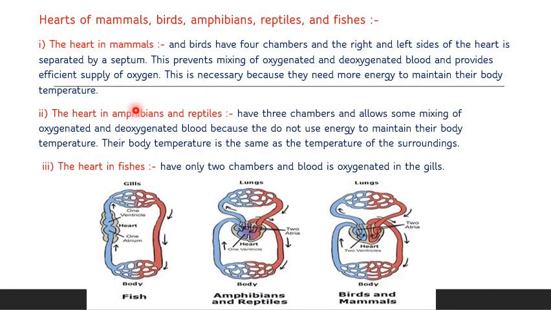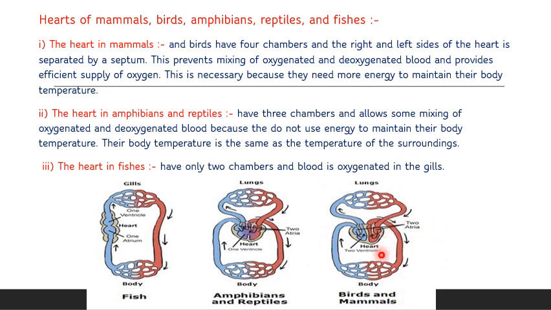Now let us try to understand about the heart of mammals, birds, amphibians, reptiles and fishes. So let us start with the mammals. Mammals and birds have a four-chambered heart, and the right and the left side of the heart are separated by a septum. I already explained this, right? So in birds and mammals, we have a four-chambered heart.